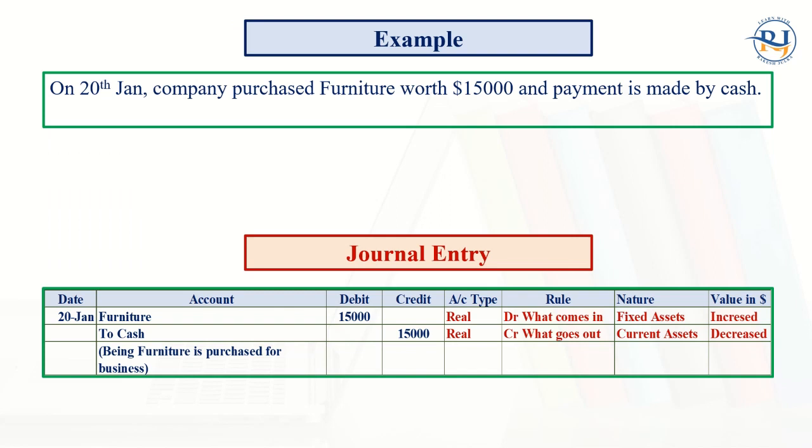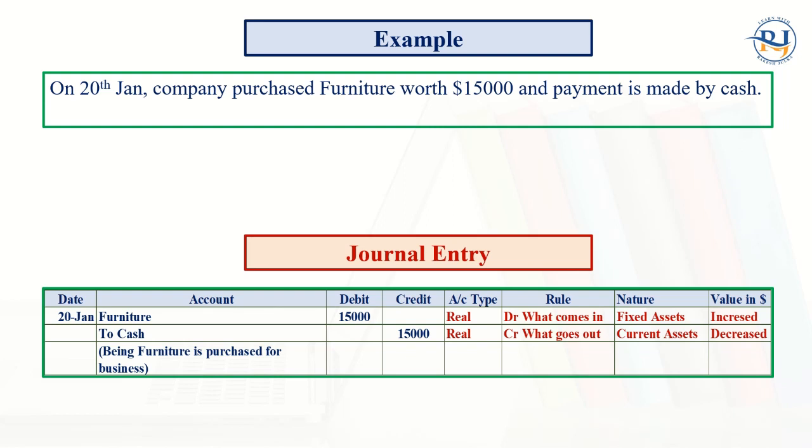Second example, on 20th of January, company purchased furniture worth $15,000 and payment is made by cash. So now there are two elements in one transaction. The first is furniture and second one is cash. So furniture account debit to cash $15,000, that we have made a journal entry.